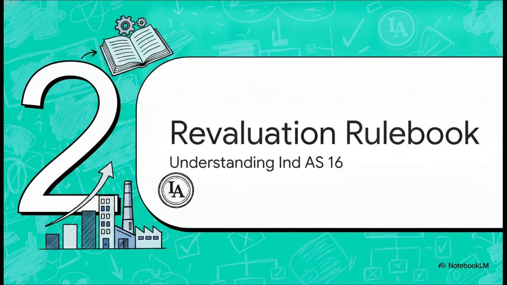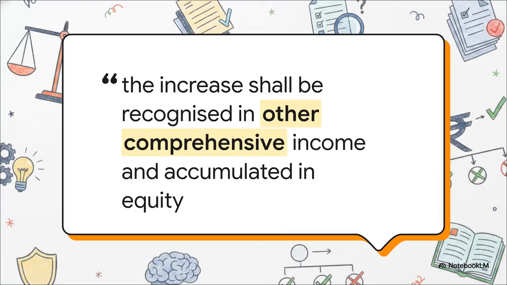Moving on to Section 2, the Revaluation Rulebook. Understanding Ind AS 16. To really get why the error we found is such a big deal, we have to look at the rulebook. Paragraph 39 of Ind AS 16 is absolutely uncompromising. It explicitly dictates the path a revaluation surplus must take. It says, if an asset's carrying amount goes up because of a revaluation, you've got to recognize that increase in other comprehensive income, or OCI, and then accumulate it in equity under a very specific heading, revaluation surplus.